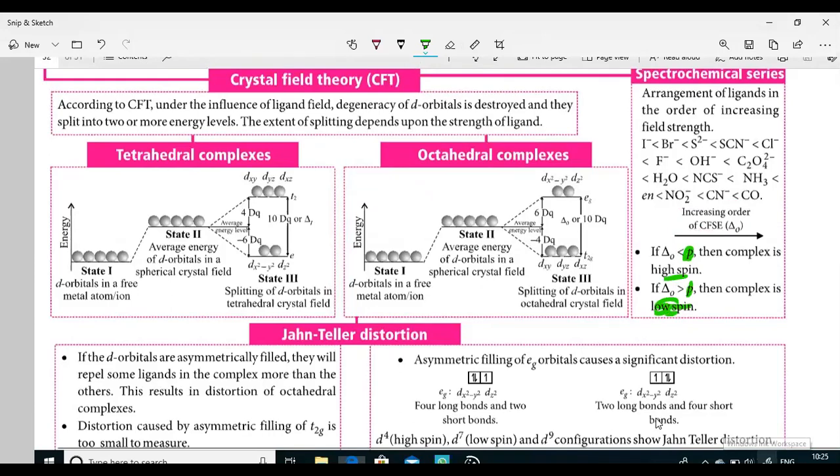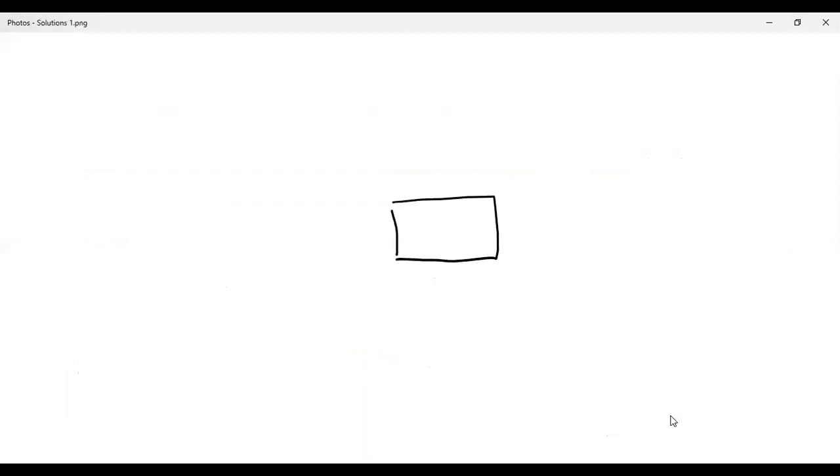Jahn-Teller distortion is nothing but a result of asymmetrically filled orbitals. Distortion means a change in shape. So if you take Jahn-Teller distortion, I will explain. Take an octahedral complex like this. Here you can see the metal ion.